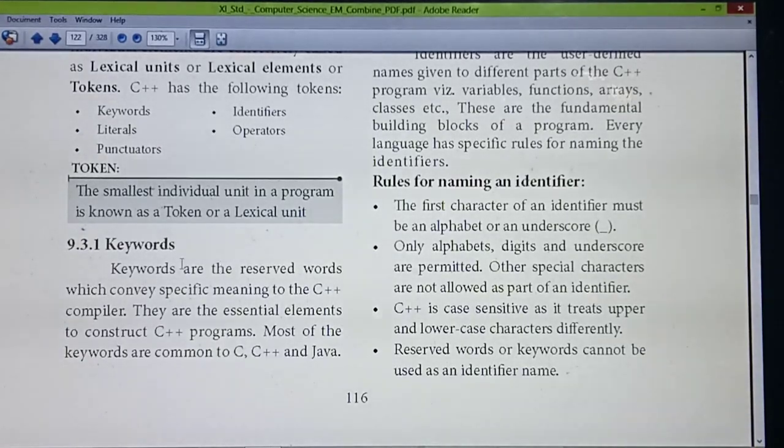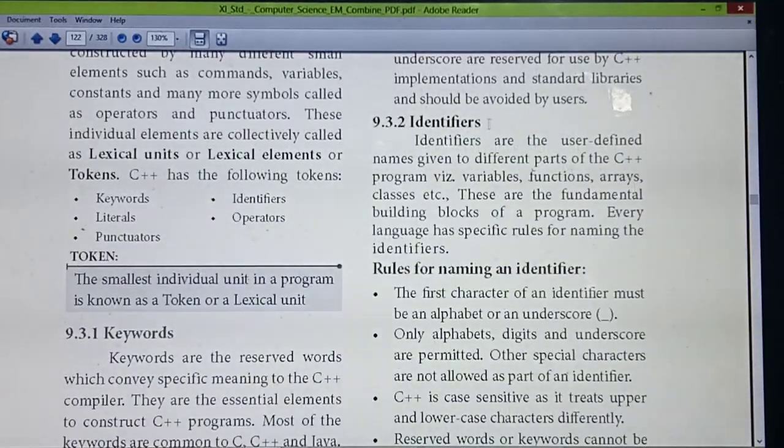From here you should make the points as differentiation and write them. So the question is, what is the difference between keywords and identifiers? Keywords start from here: keywords are the reserved words, the full paragraph. Then for identifiers, here, the full paragraph. Okay.